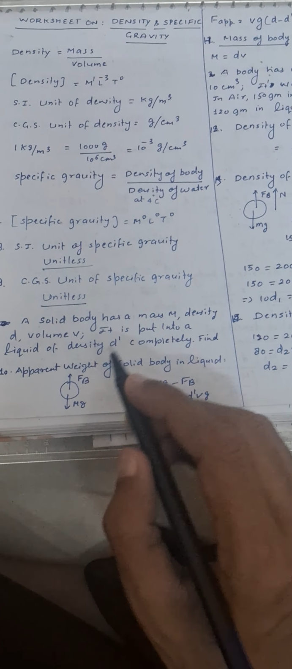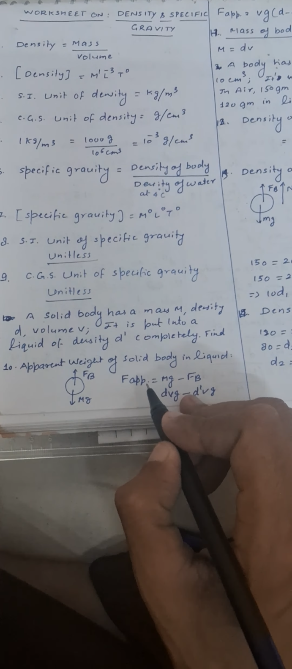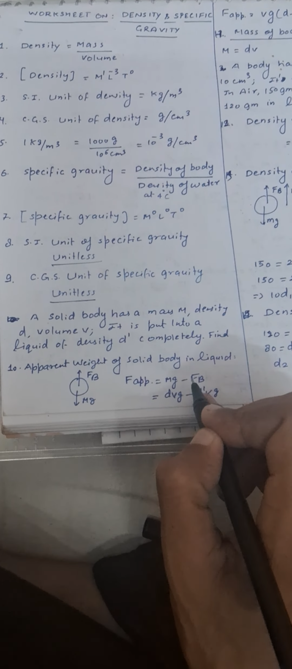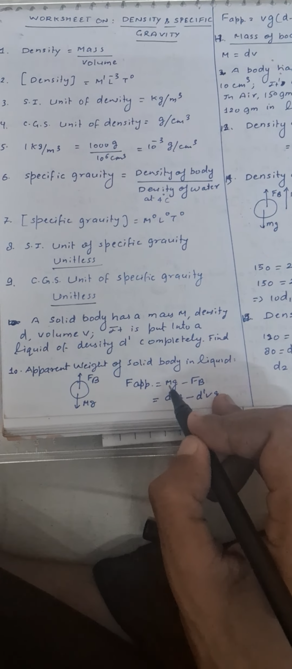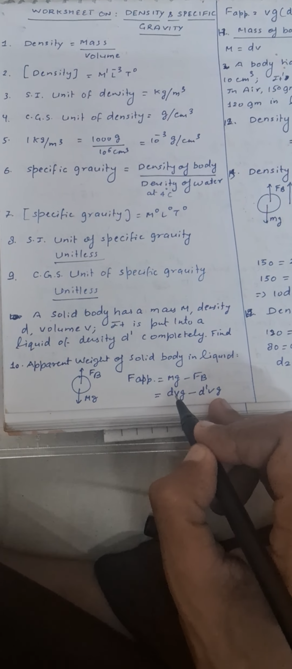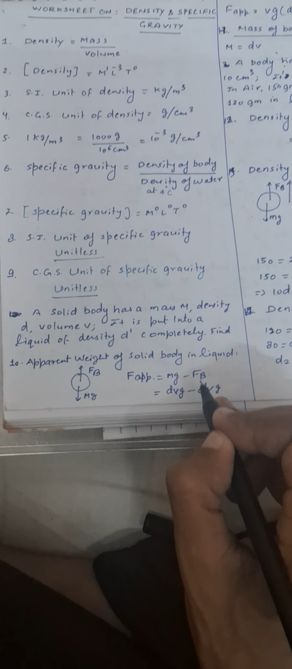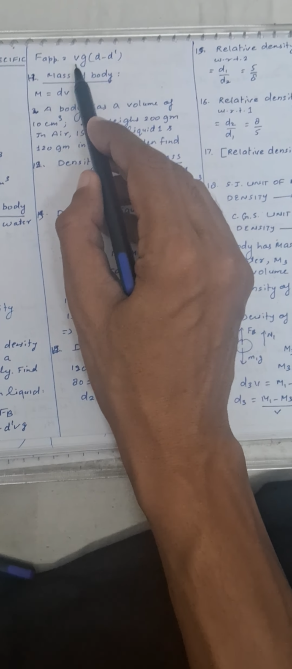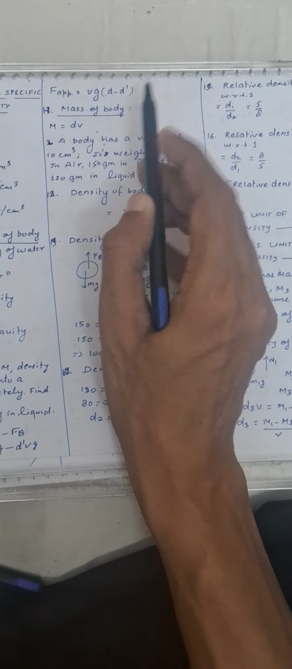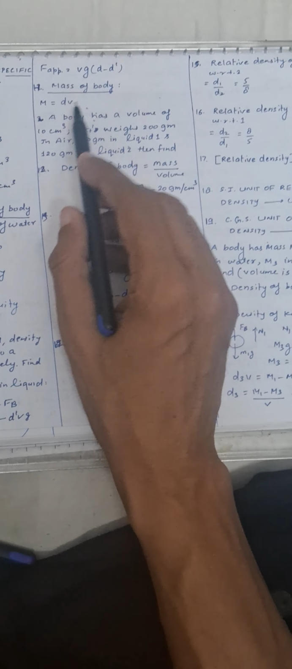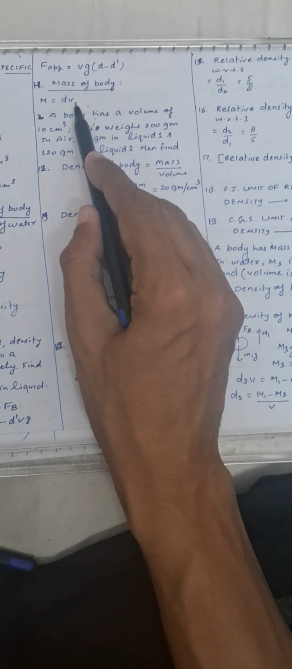So here we can say that apparent weight will be actual weight minus buoyant force. Actual weight will be mg minus F buoyant. m will be d into V into g, minus buoyant force will be d dash into V into g. That gives F apparent is Vg into (d minus d dash). Next is mass of body. So mass is density into volume. It will be dV.